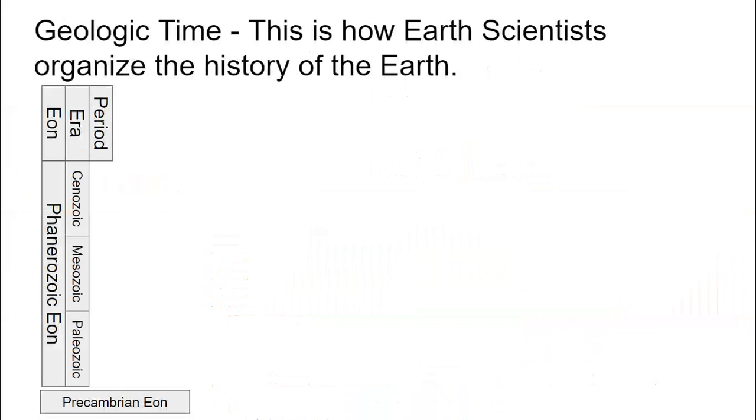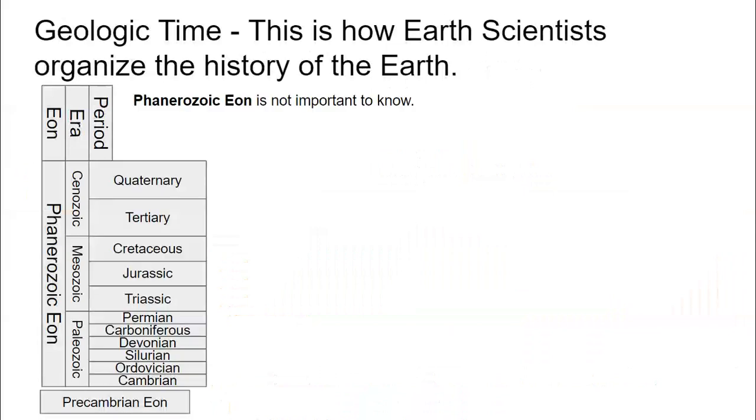Precambrian eon is also broken into portions. Those would be the Hadean, the Archean, and the Proterozoic. But for our purposes, we don't need to worry about any of that. We're just doing the introduction here. And so the Cenozoic, Mesozoic, and Paleozoic are our 3 Phanerozoic eons. Phanerozoic eon is not important to know, though. It's not important to know because this eon is always referenced by the 3 eras that it contains.